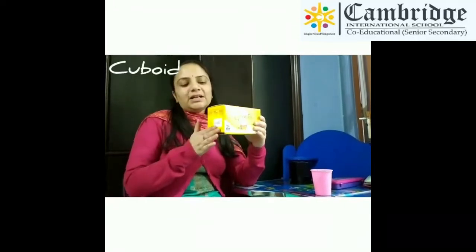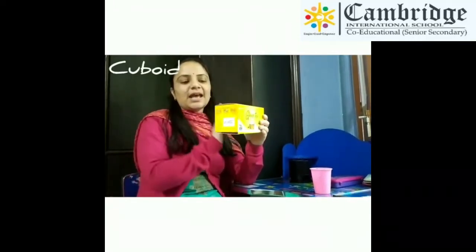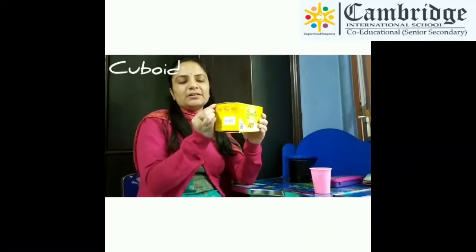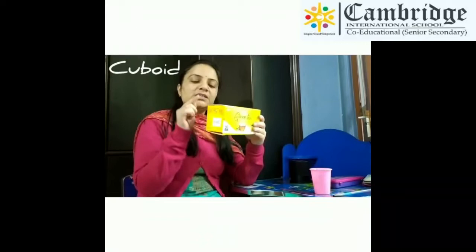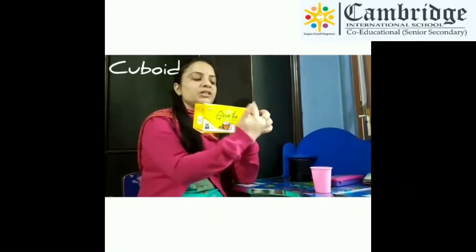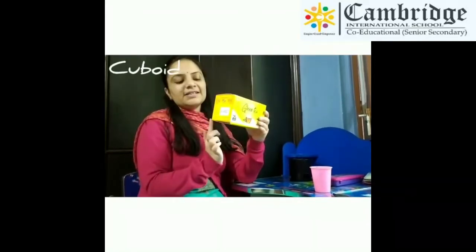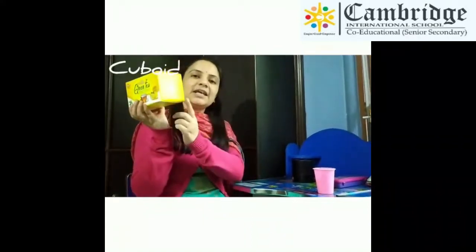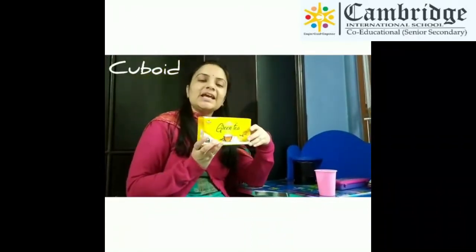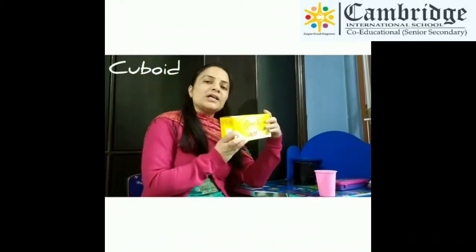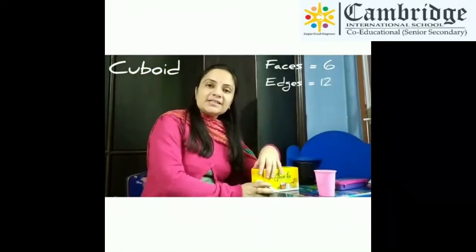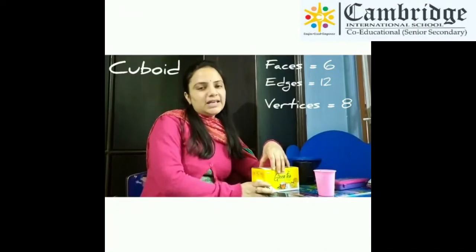Let's talk about vertices. What do you mean by vertices? When the three faces come together, they are known as vertices. Like first face, second face and third face. When they meet together, it is known as a vertex. So let's count the vertices of a cuboid. 1, 2, 3, 4, 5, 6, 7, 8. It means it has 8 vertices. So a cuboid has 6 faces, 12 edges and 8 vertices.